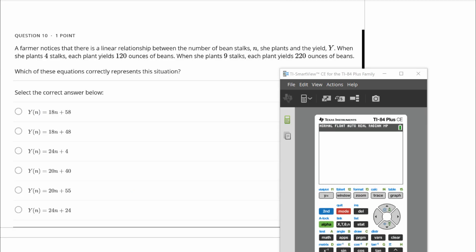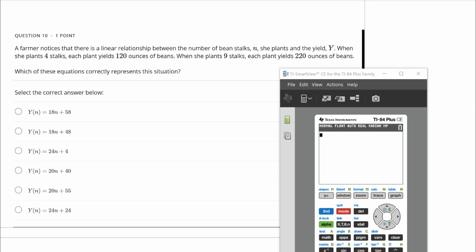For this next problem in Chapter 4, it's a word problem, and it says a farmer notices that there's a linear relationship between the number of beanstalks n she plants and the yield, y. When she plants 4 stalks, each plant yields 120 ounces of beans. When she plants 9 stalks, each plant yields 220 ounces of beans. Which of these equations correctly represents the situation?